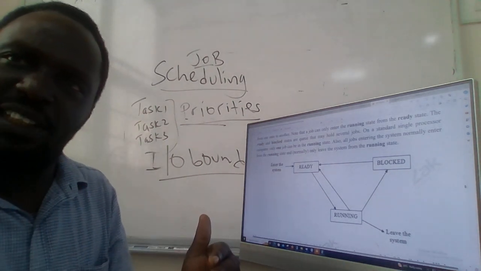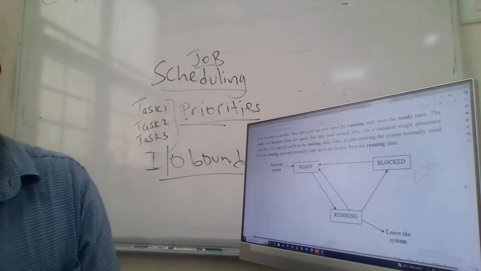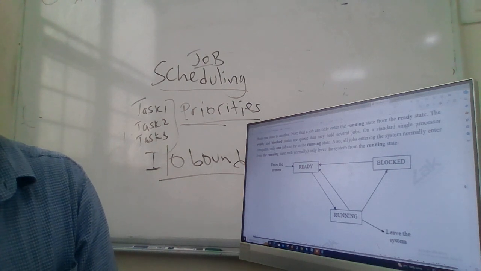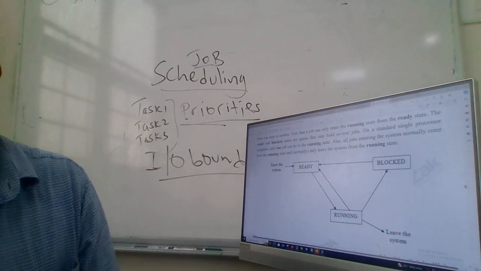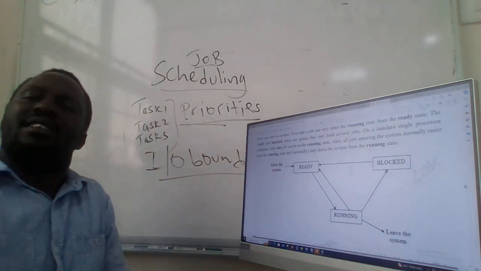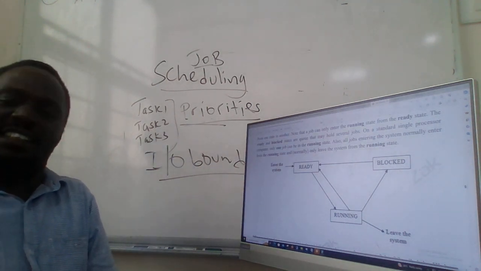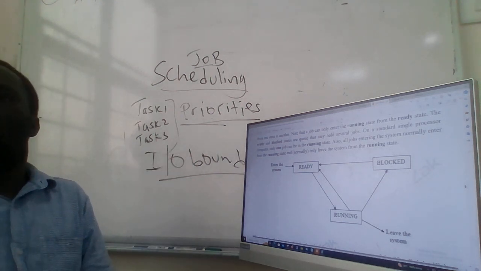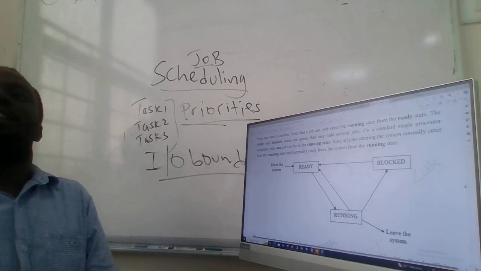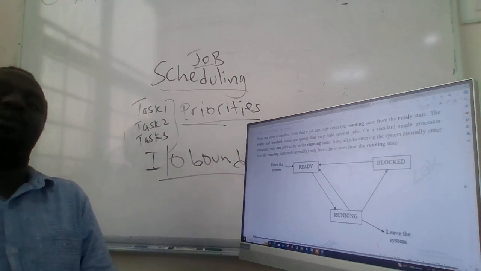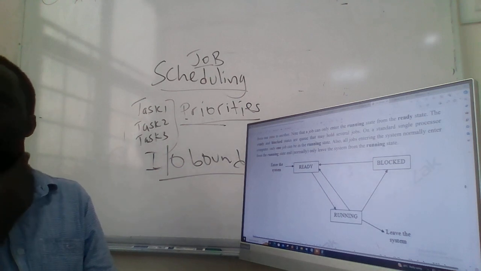Tasks can move from the ready state to the running state. What does it mean if we say that a task is leaving the ready state and going to the running state? Are you getting me? It is now going to the processor. The processor is picking it from the memory.